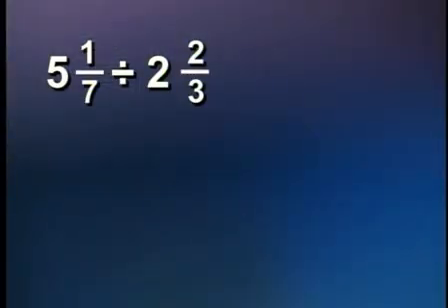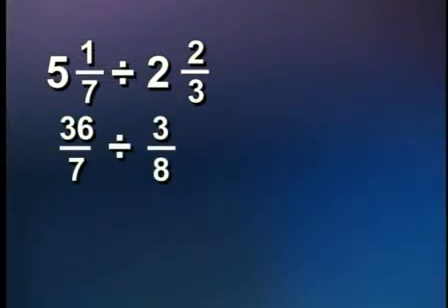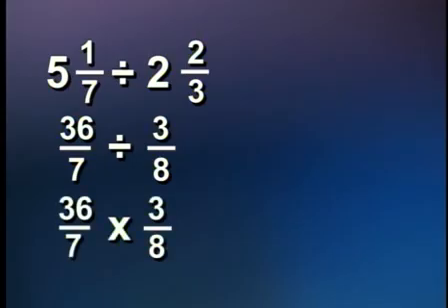Well, 5 1/7 is 36/7. 2 2/3 is 8/3. Once we have the numbers changed to fractions, we now can use the pattern we saw earlier. Dividing by a number gives us the same answer as, if you will, multiplying by its reciprocal. What is the reciprocal of 8/3? 3/8. So 36/7 divided by 8/3 is the same as 36/7 multiplied by 3/8. And now we're back to multiplication.